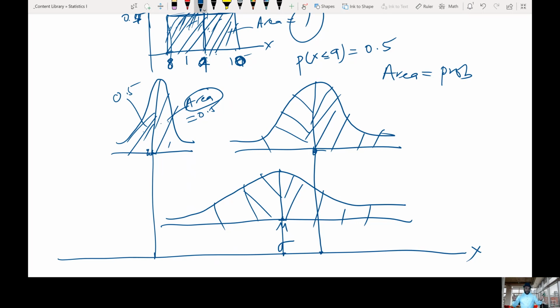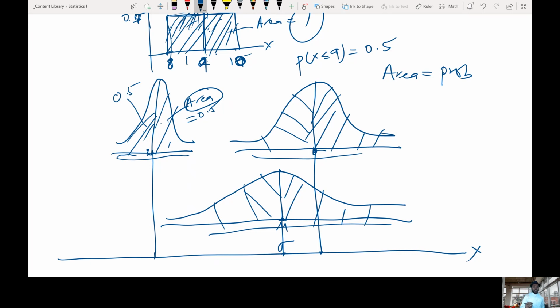Changing the standard deviation increases or decreases the spread. So this has a smaller spread, this has a wider spread, and I would say this is medium, in between. Okay, so those are the properties. Now, how can we standardize this? It's something we should think about.